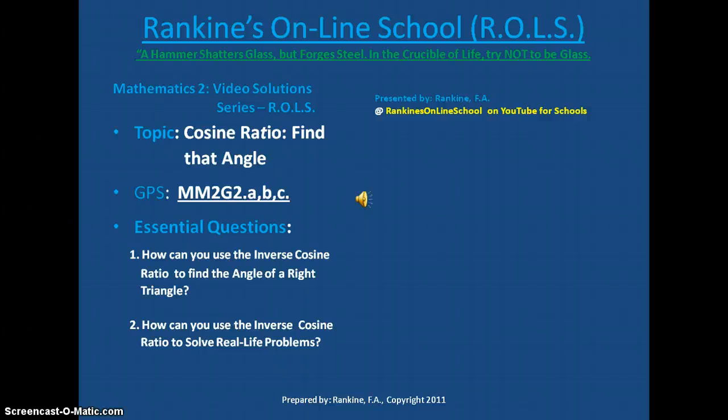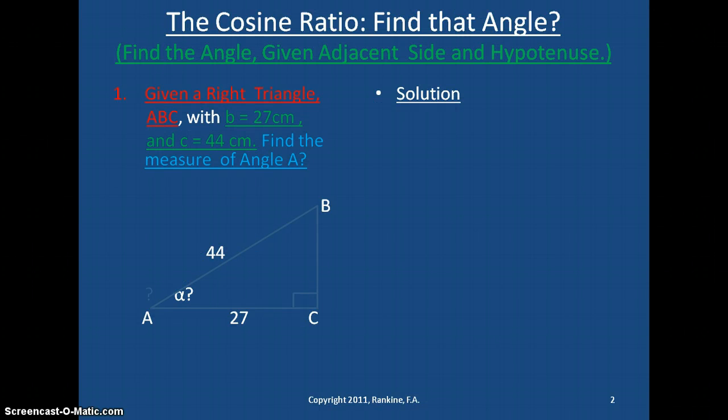Now, let's take an example. Here, we have a right triangle with the adjacent is 27 and the hypotenuse is 44. The angle is missing. The missing angle is at A. The symbol we're using here is alpha. It could be X or theta.